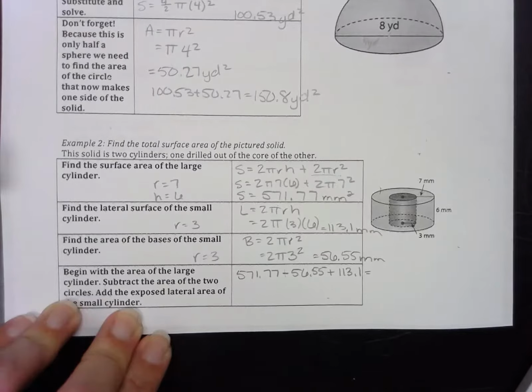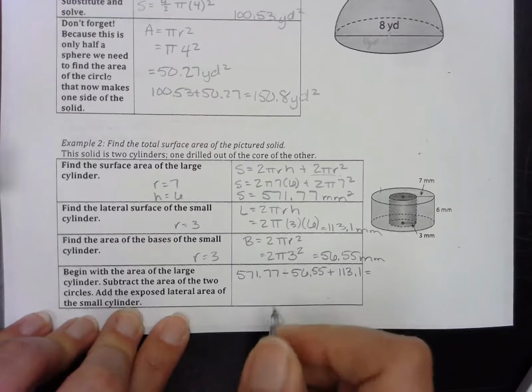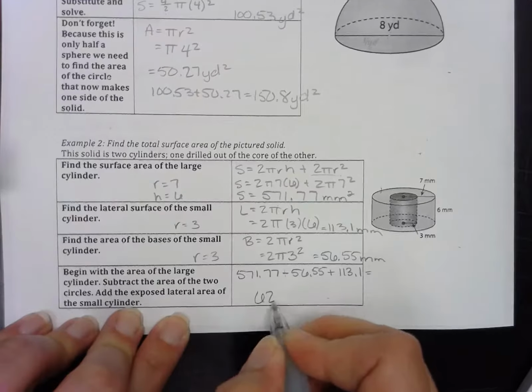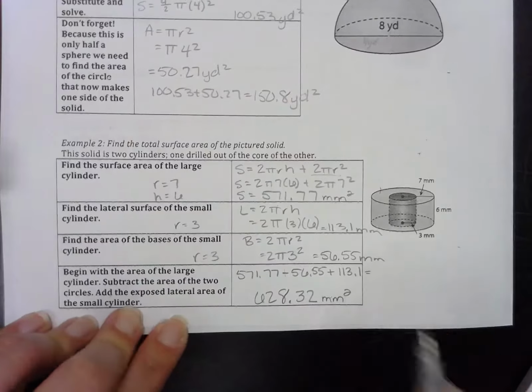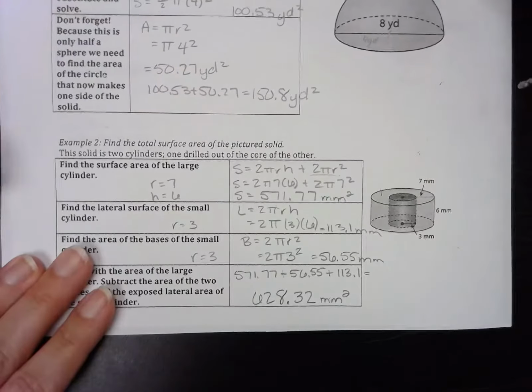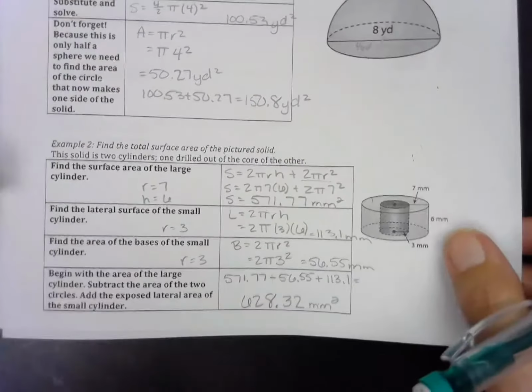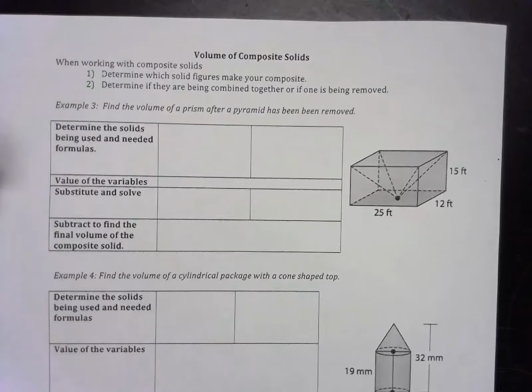And we're just going to add all these numbers together and subtract. So I'm just going to do it all at once. 571 minus 56 plus 113, and I am typing all the decimals in. It's not saying them. So the total surface area of this composite figure is 628.32 millimeters squared. Surface area problems, they're kind of a hassle. Volume problems are a little bit easier though. So let's look at some composite volume figures.